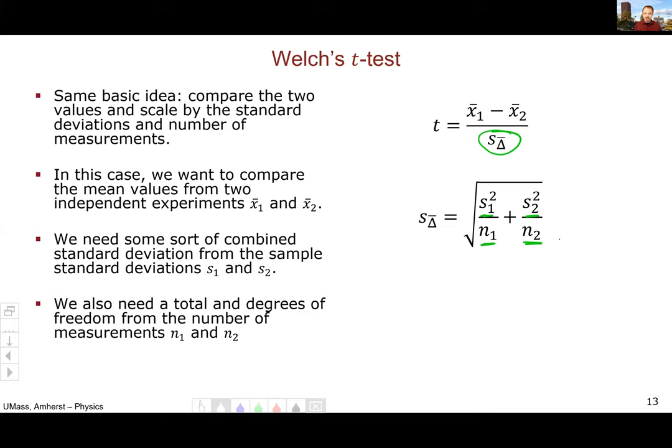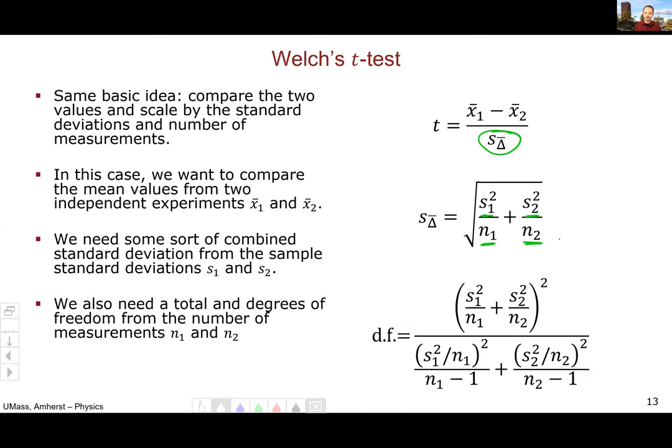We also need a total degrees of freedom. And this total degrees of freedom needs to be some sort of combination of the sample size of experiment one and experiment two. And this is where I'm finally going to drop a formula and say, this is the answer without a whole lot of justification, because it's big and ugly and kind of gross. But this is it. This is how you combine them. You'll probably see how this is done in a more advanced statistics class at some point. But in short, this is the answer.